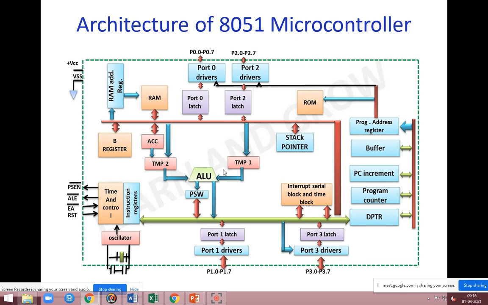So the violet color will show you the ports, that is port 0, port 1, port 2 and port 3 latches. Latches, I think you all know, are temporary storage devices, which will have separate drivers for their port. So port 0 driver, port 2 driver, and then port 1 driver, port 3 driver. So independent drivers will be available for each port.